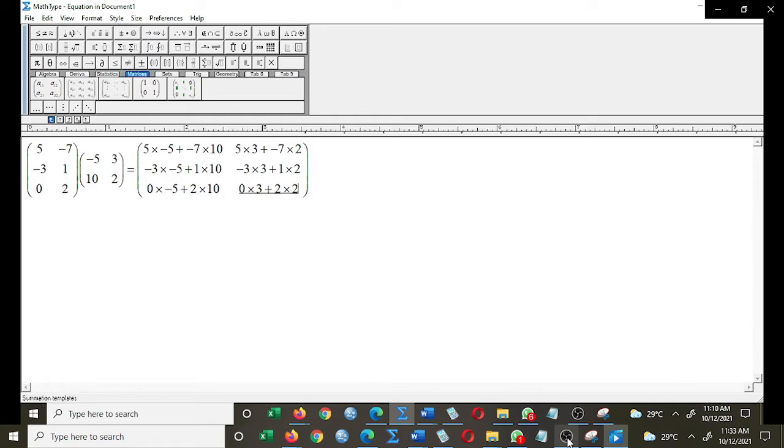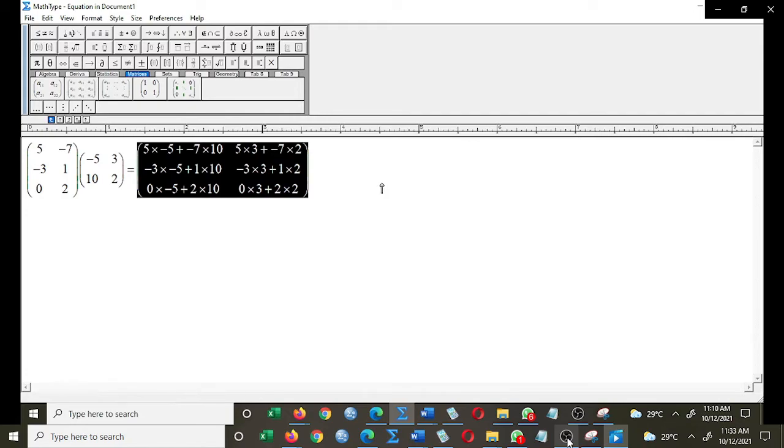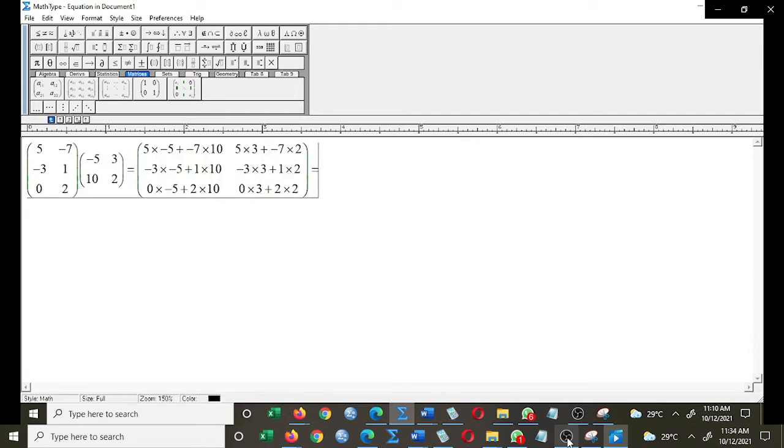Put each of them in your calculator to get 6 numbers.